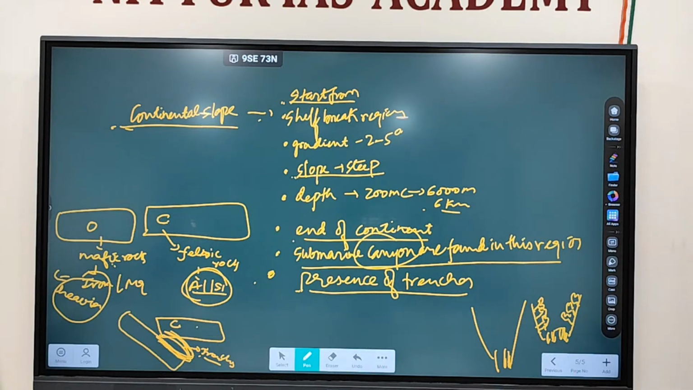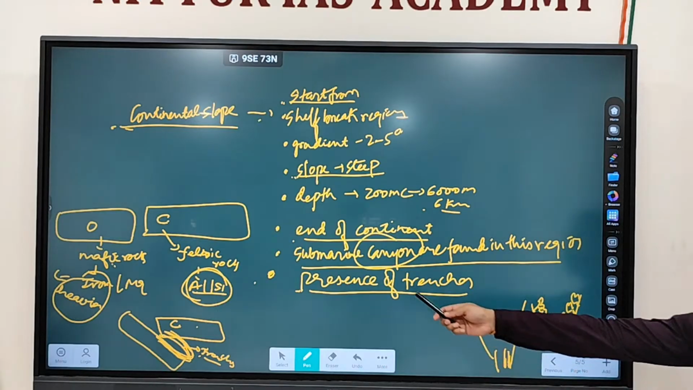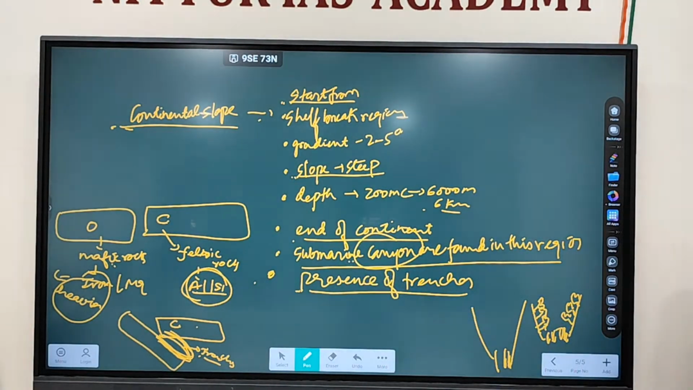We discussed canyons are generally formed in what? Canyons are generally formed in the desert region. That is okay. Clear? But when these canyons are found inside the ocean, then it is going to be called which type of canyon? Submarine canyons.